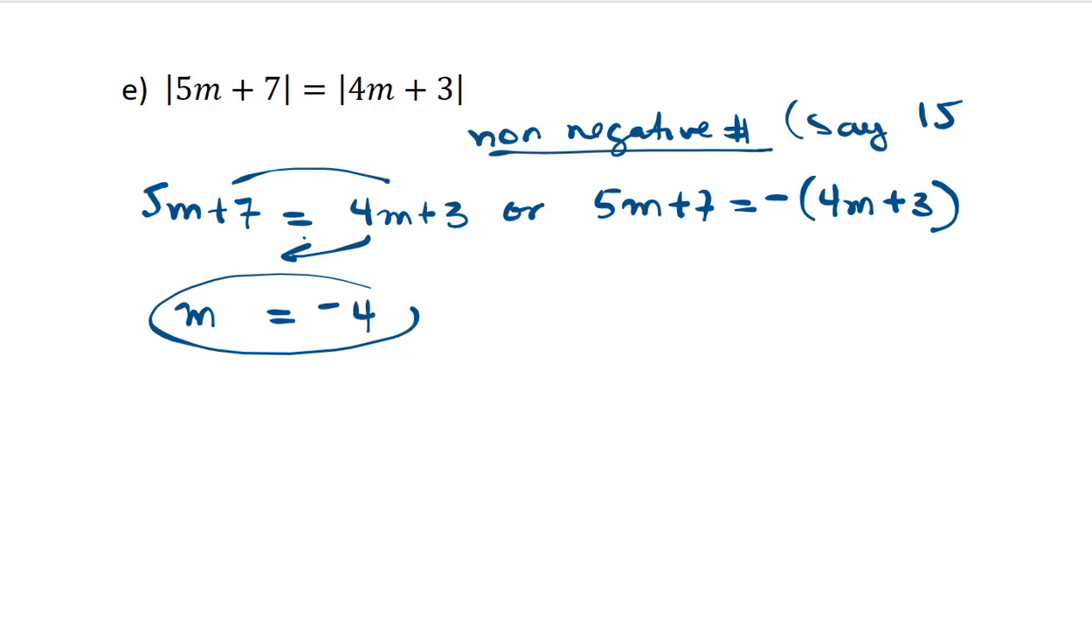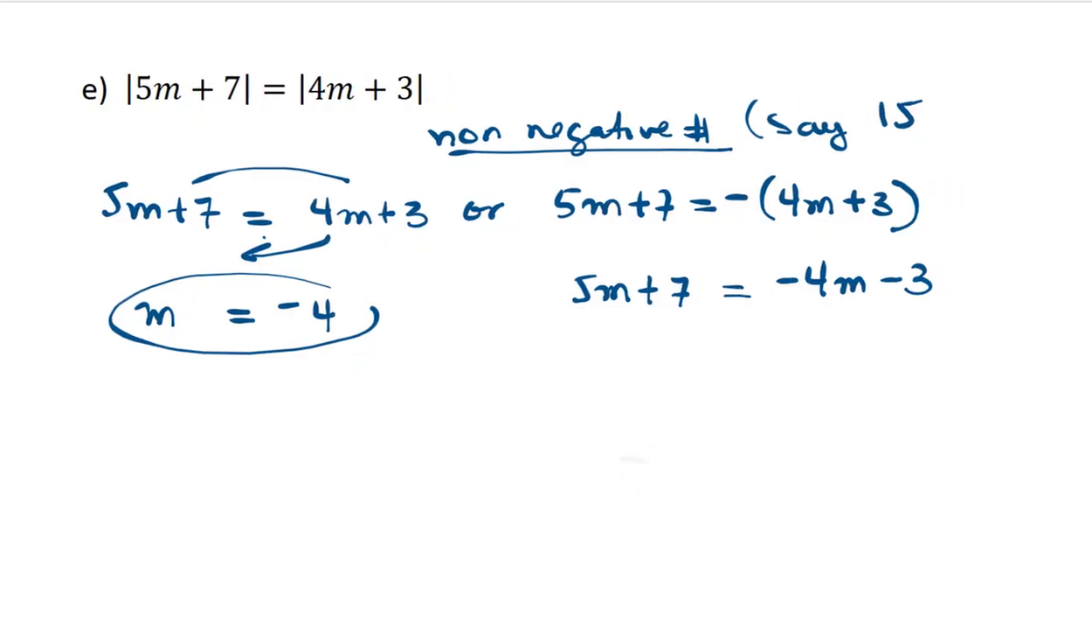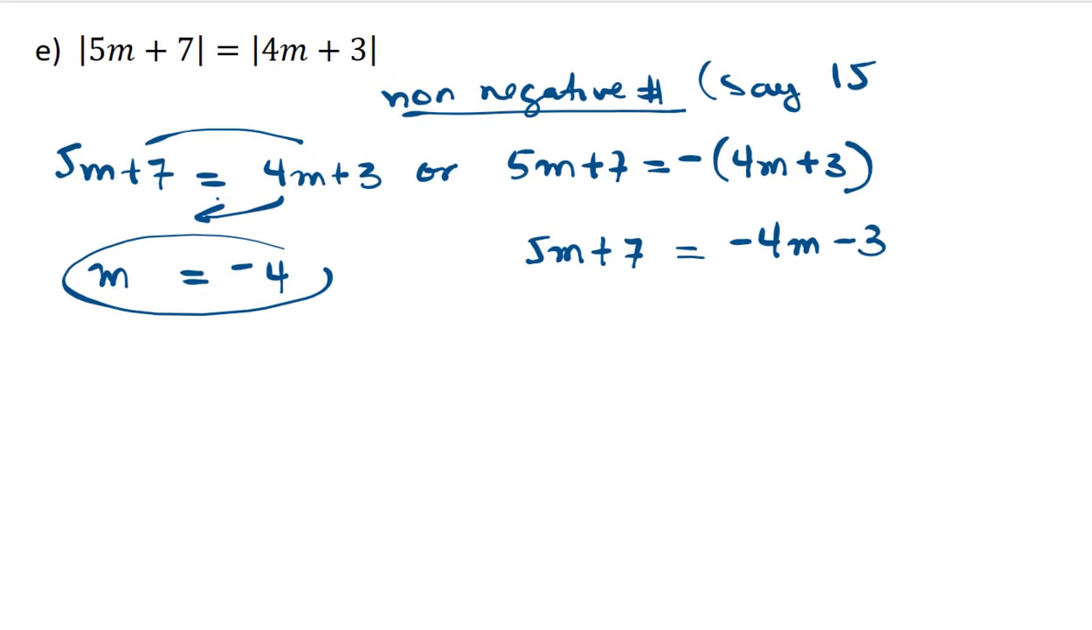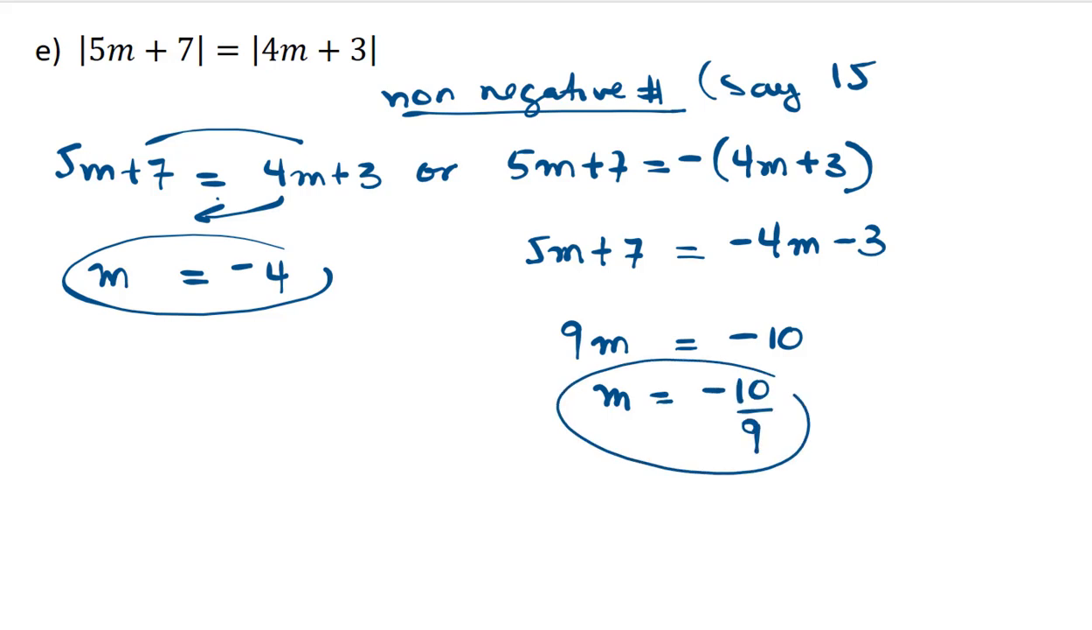And now on the second statement, let's go ahead and distribute the negative through. So that makes it negative 4m minus 3 on the right side. And then combining like terms, add 4m to both sides, making the left-hand side 9m. And now subtract 7 from both sides, making the right-hand side a constant of negative 10. And now divide everything by 9. So for this statement, we have two solutions, negative 4 and negative 10/9.